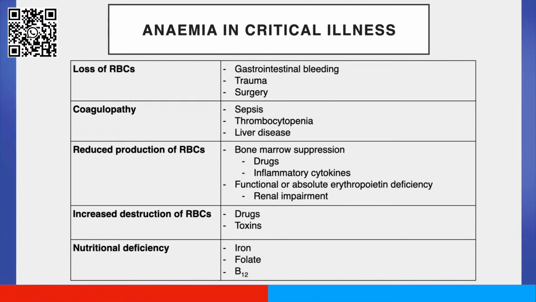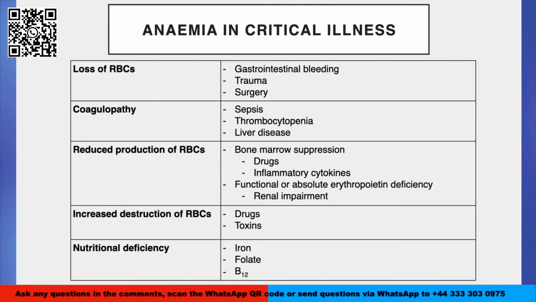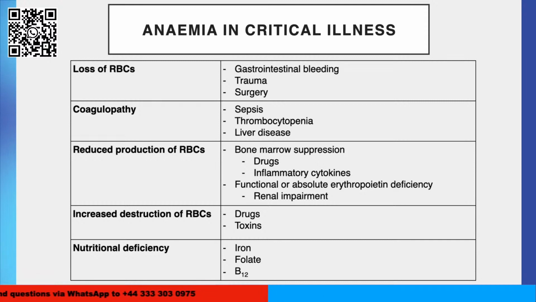broad groups. So are they losing red blood cells? Are they bleeding somewhere? Have they got a coagulopathy? Could this be due to liver disease, sepsis, thrombocytopenia? Are they failing to produce adequate amount of red blood cells? Have they got bone marrow suppression due to medication they're taking or due to an inflammatory process? Or do they have functional or absolute erythropoietin deficiency?